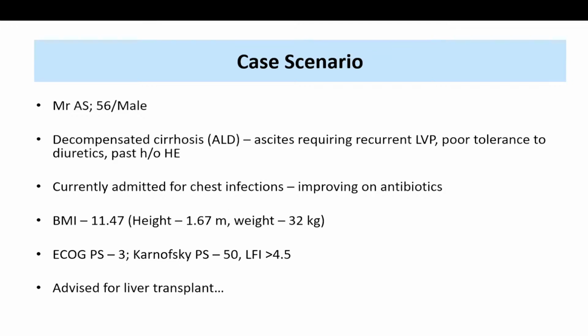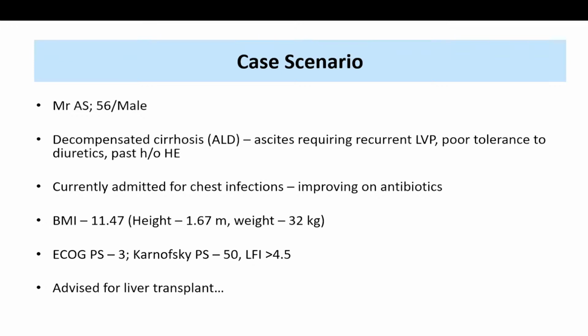He was admitted with recurrent chest infections, which improved to some extent. But look at it. He had a BMI of only 11.47, which is the lowest of low BMI I've seen. Weight of 32 kilograms in a person who's 56 years old. And he had a poor performance status. Karnofsky is only 50. The liver frailty index was more than 4.5. So this is a patient who needs a liver transplant, no question about that.